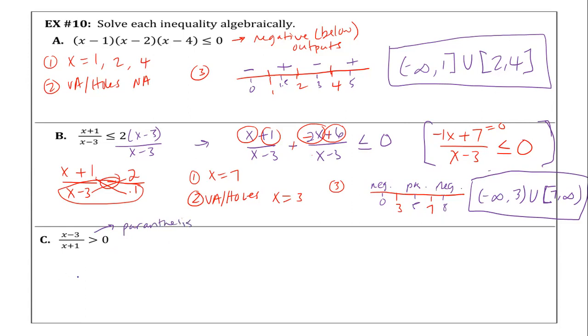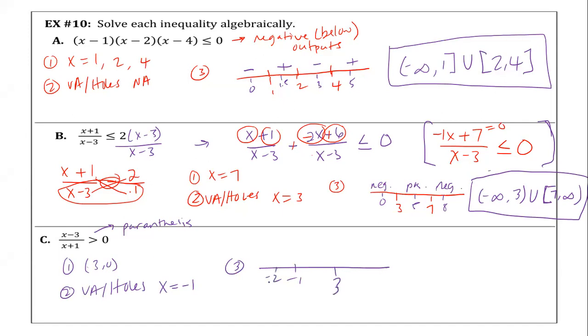All right, follow the 3 steps. Go. All right, so first again, always find your x-intercept. What is my x-intercept? 3. Next, you're gonna find your vertical asymptote or holes. Do I have VA or holes? No holes. Third, we create our number line. So we're at -1 and 3.